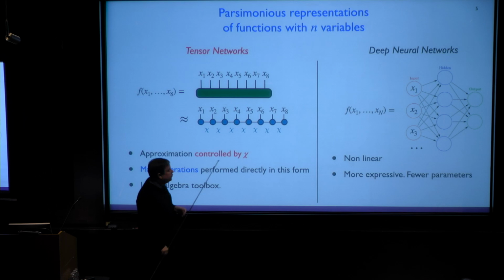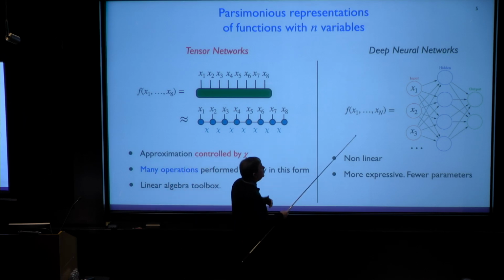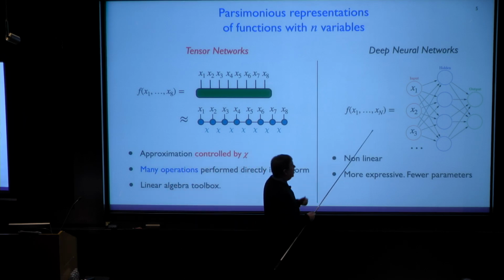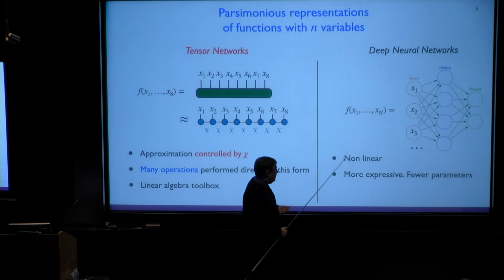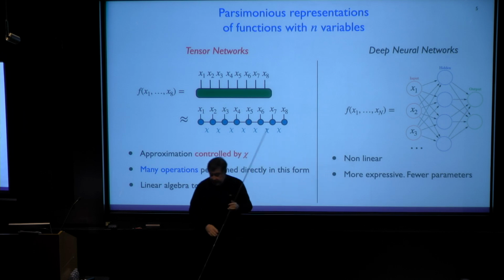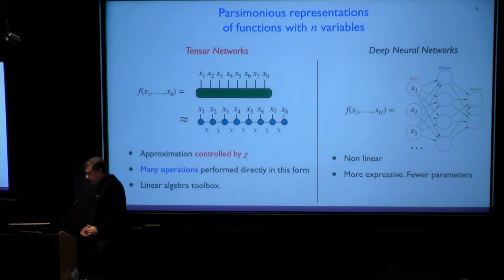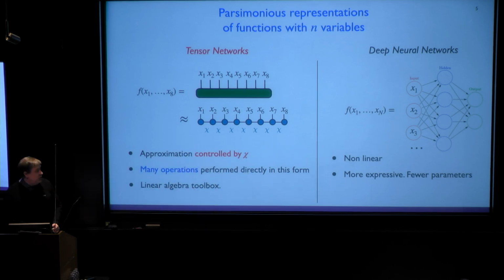This is different from compressing a function in n dimensions, let's say with a neural network, which uses nonlinear representations. These are usually more expressive and require fewer parameters, but are usually less easy to manipulate to do various operations.